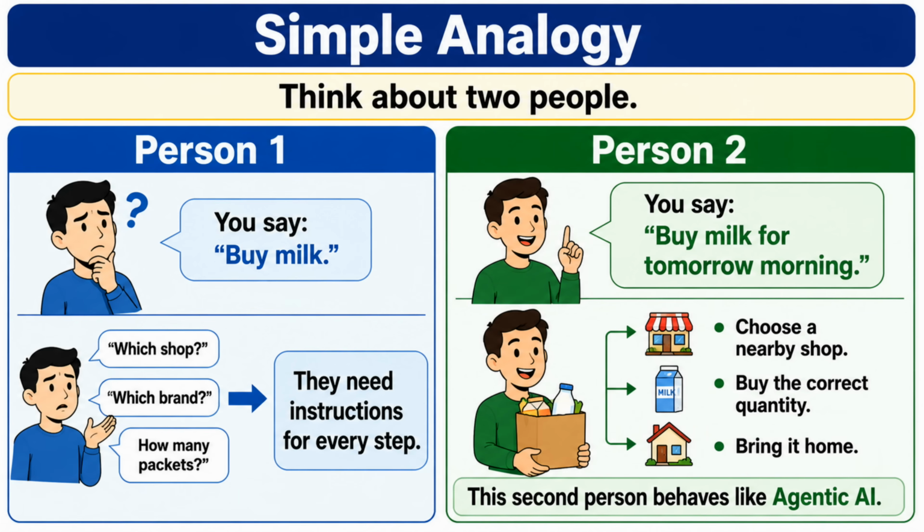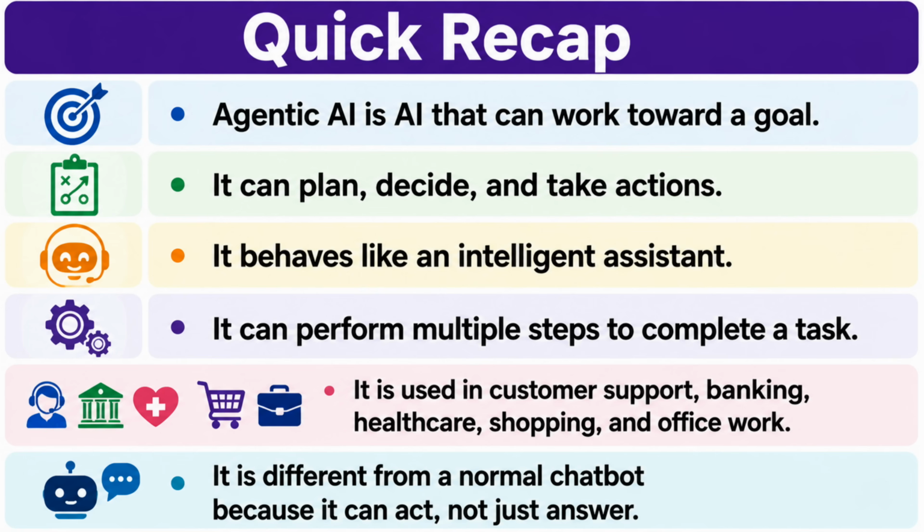Now we will see a simple analogy. Think about two people. To person one, you say, buy milk. The person asks which shop, which brand, and how many packets. They need instructions for every step. To person two, you say, buy milk for tomorrow morning. The person chooses a nearby shop, buys the correct quantity, and brings milk home. The second person behaves like an agentic AI. Here you can see the summary of whatever we have discussed.